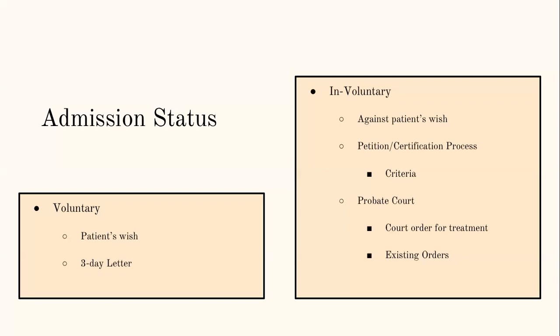So, when we talk about admission to an inpatient psychiatric facility, there's three ways that our patients can be admitted. The first way is voluntarily.